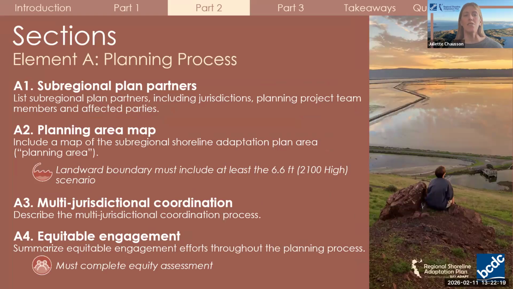Element A is broken into several sections. So the first section, A1, Subregional Partners, is where you list who's involved in developing the plan. This includes the jurisdictions, the planning project team members, and any affected parties. Then section A2 is your planning area map. So you would include a map of your planning area.